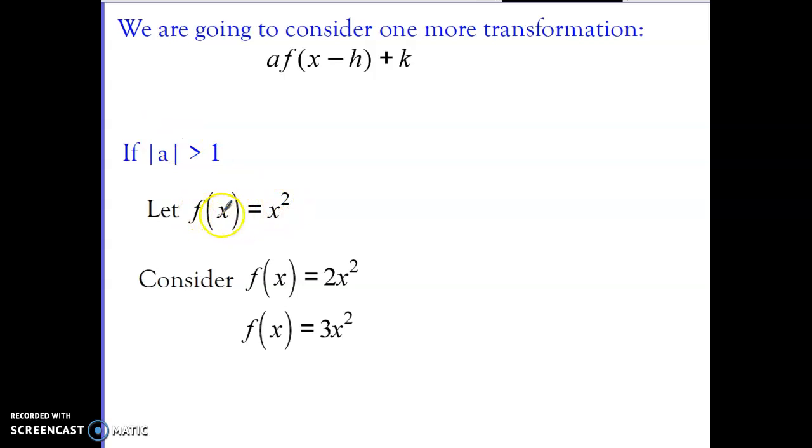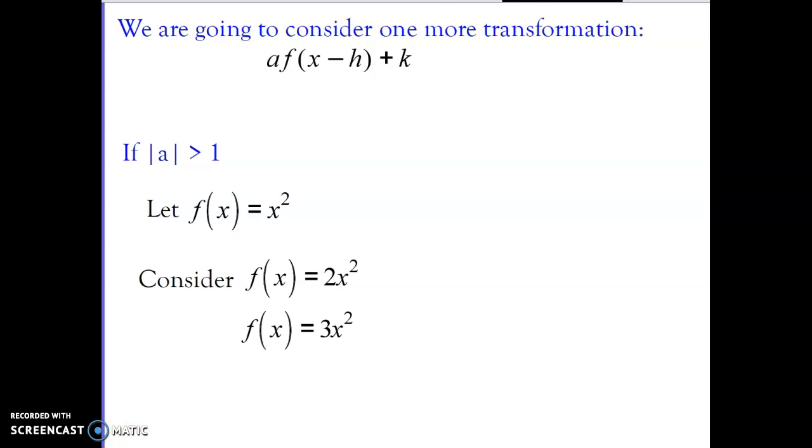Okay, so we're going to let our parent graph be x squared, and we're going to look at these two functions, 2x squared and 3x squared. So in this function, a is 2, and in this function, a is 3, and we're going to look at what effect multiplying by 2 and 3 have on the graph. Notice that our a here is a multiplier. The other things we've done, the ones that have shifted our function left and right, up and down, those have been added or subtracted. This is what is in the front there as a multiplier, so it's going to work very differently.